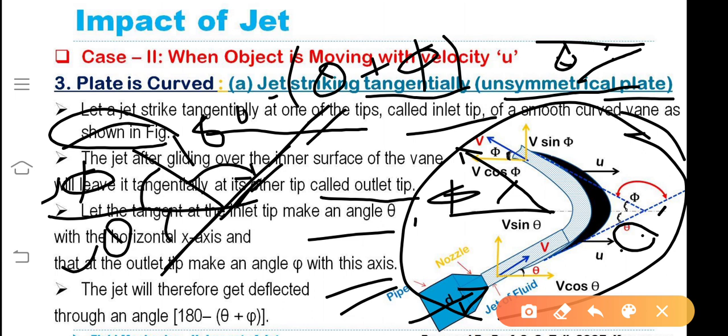Furthermore, parameters are to be included. For example, velocity of whirl, velocity of flow, relative velocity, absolute velocity, vane angles, jet angles, at inlet and at outlet. So many parameters. But it will be very simple once you understand the concept at the beginning stage. That's why let us go slowly. Is it clear? Okay.